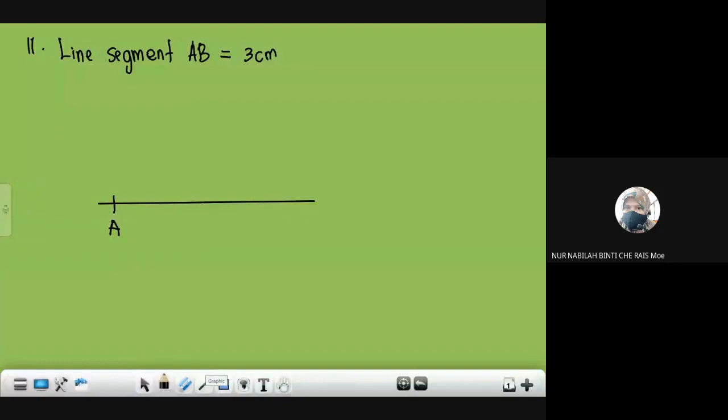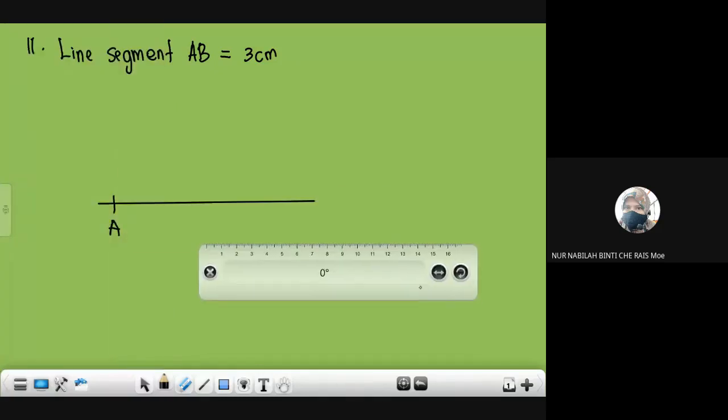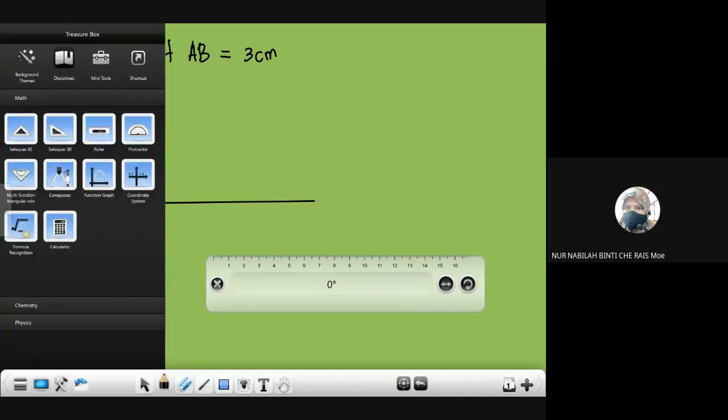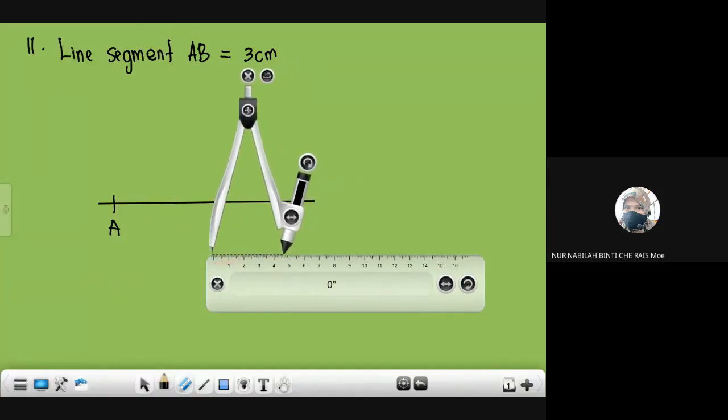Okay, so this is your line segment. So you draw a line first, and then you draw A. So next, what you have to do is, you take your ruler. This is your ruler. And then you take your compasses. What you have to do is you measure the compasses on your ruler.